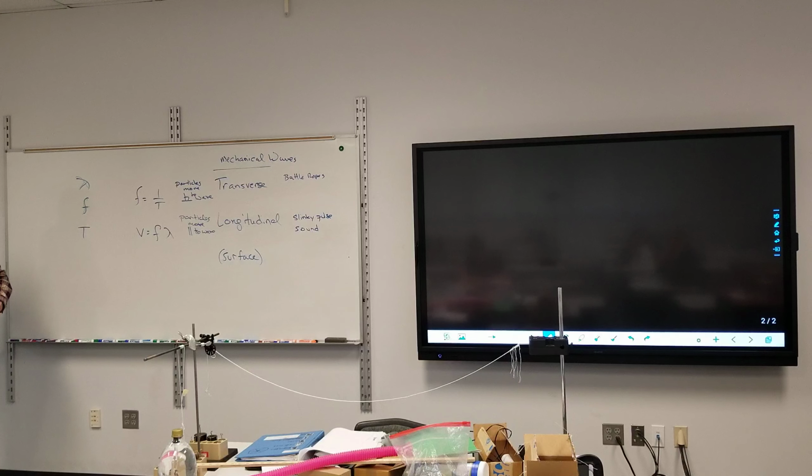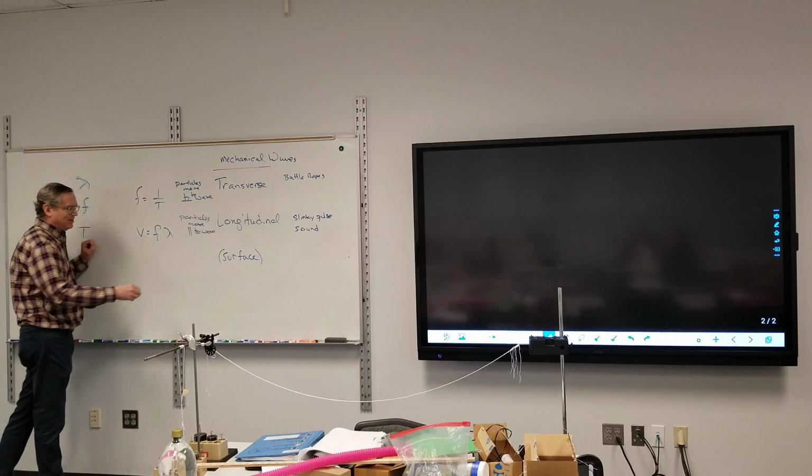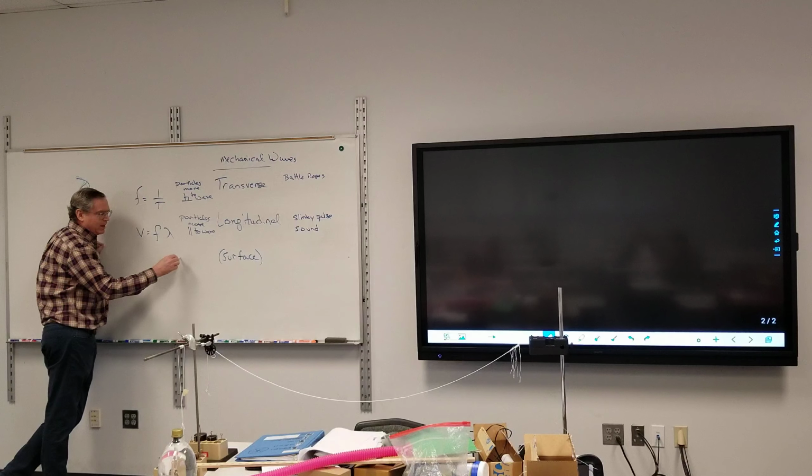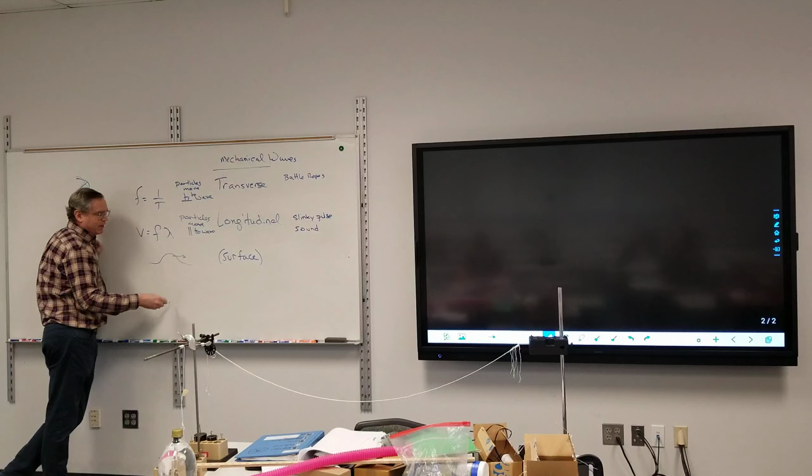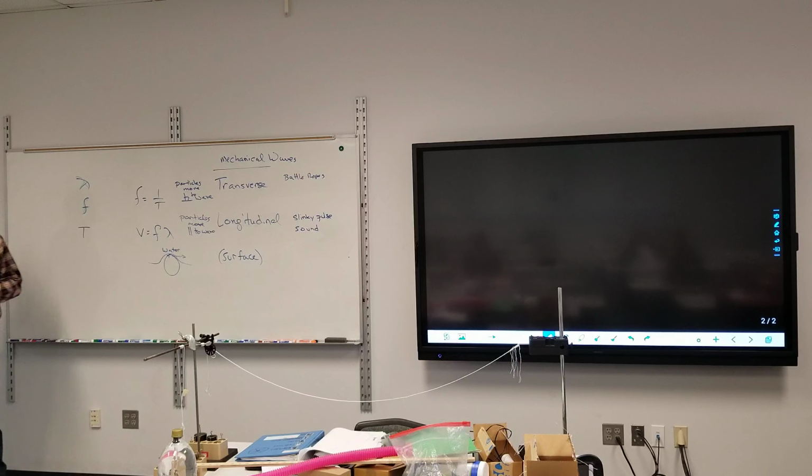Now the surface wave, the ideal surface wave, is that if you look at, say you have water here, and you have a wave moving like that, what the particles are doing is actually sort of traveling in a circle. So there is a horizontal and vertical component to it, or I should say parallel and perpendicular component to it. So a surface wave is really a combination of transverse and longitudinal.